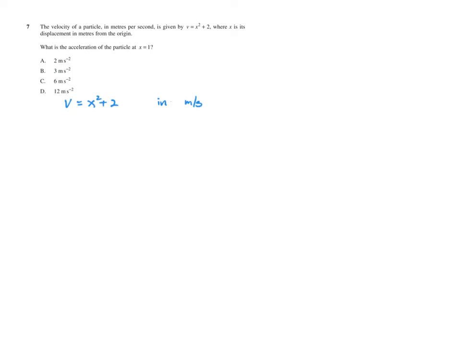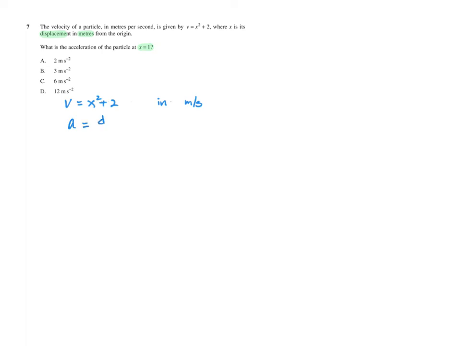to w. Question number 7 tells you that the velocity of a particle in meters per second is given by this equation. What is x? X is the displacement in meters from the origin. And the question asks you what is the acceleration of the particle at x equal to 1.